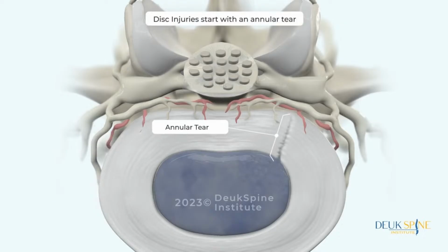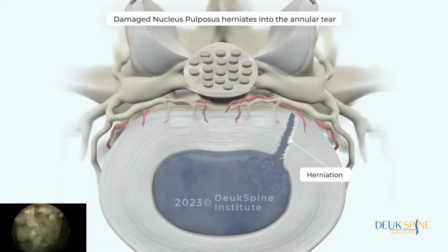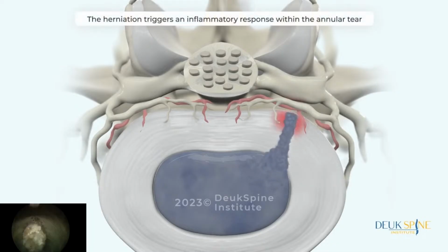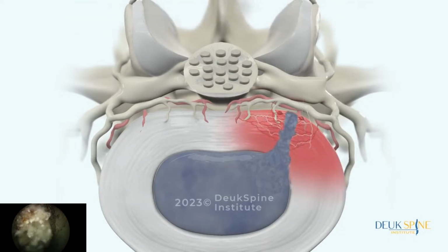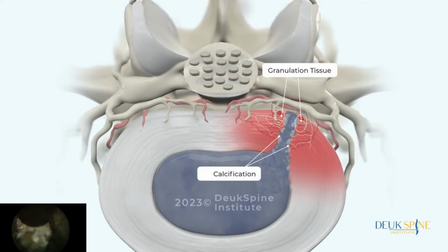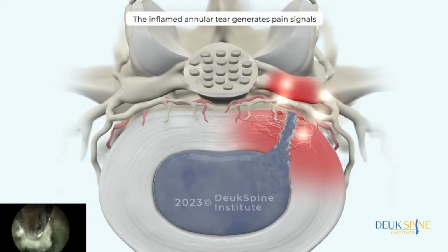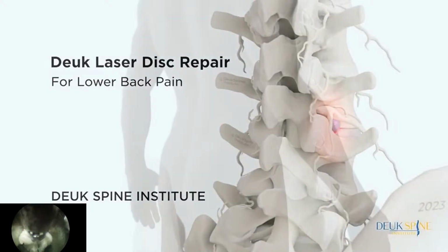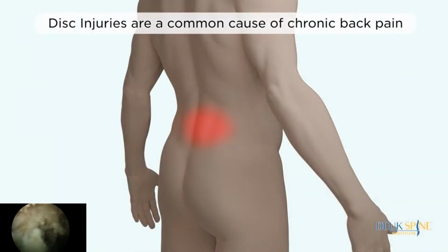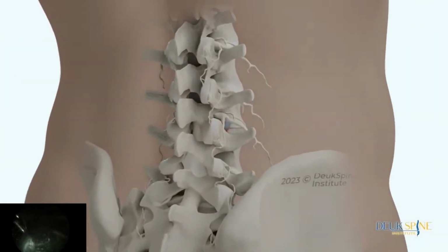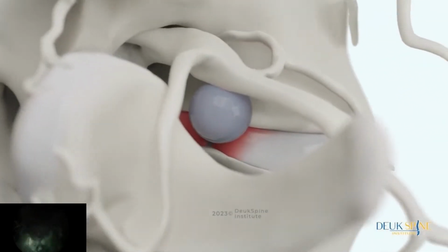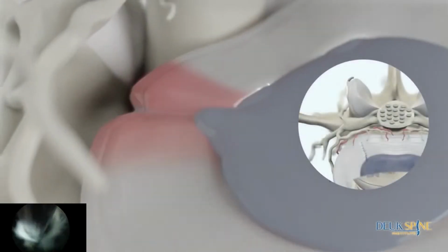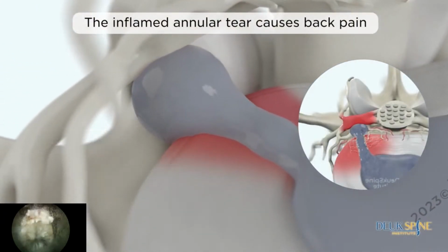Disc injuries start with an annular tear, damaged nucleus pulposus herniates into the annular tear. The herniation triggers an inflammatory response within the annular tear. The inflamed annular tear generates pain signals. For more details, please visit our website or call us at 1-800-FIX-MY-BACK, 349-6922. Disc injuries are a common cause of chronic back pain. The inflamed annular tear causes back pain.